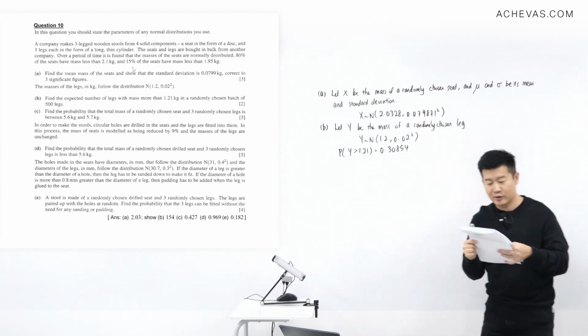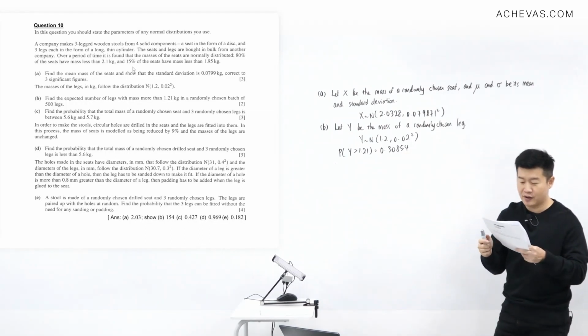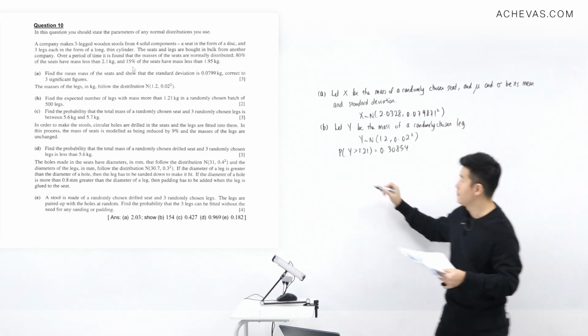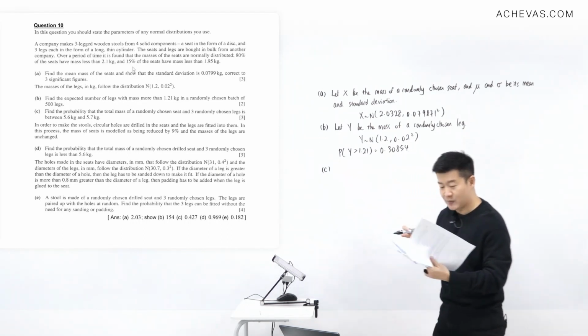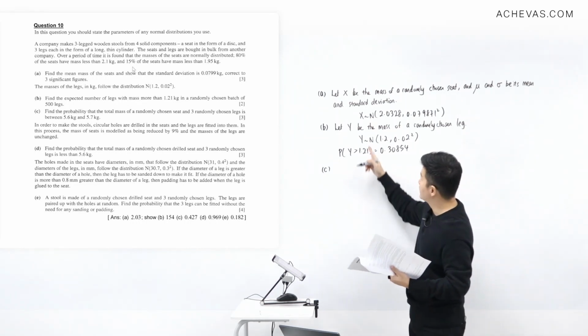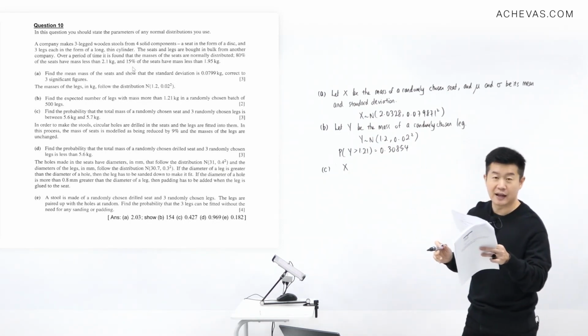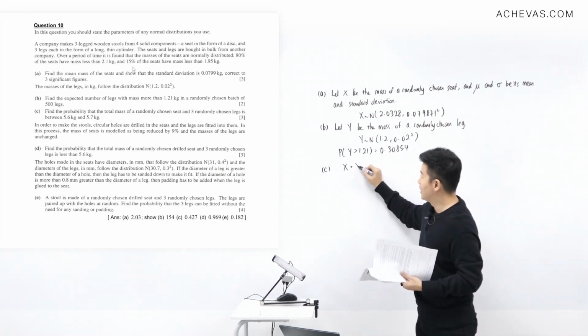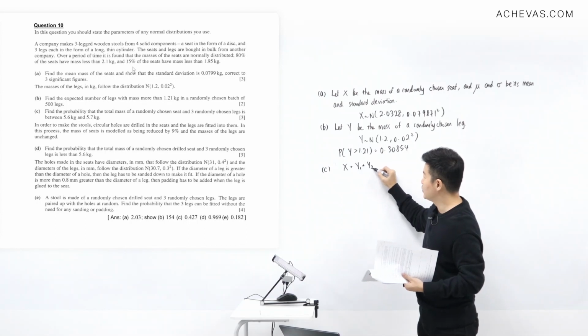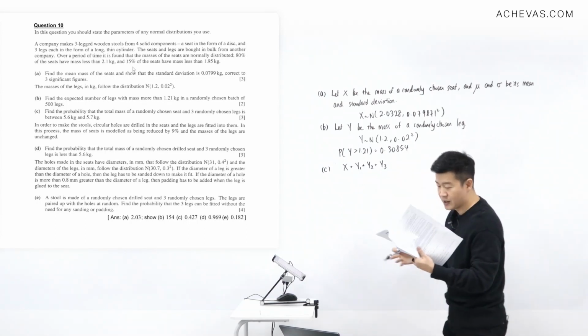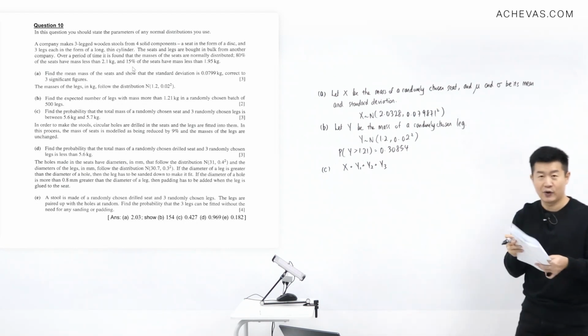In C, we are going to be looking at the total mass of a randomly chosen seat and 3 randomly chosen legs, the total mass. So for part C, since we are looking at the total mass, we are looking at 1 x, which is the seat, and 3 randomly chosen legs. So it will be x plus y1 plus y2 plus y3. We are trying to calculate the probability for this.